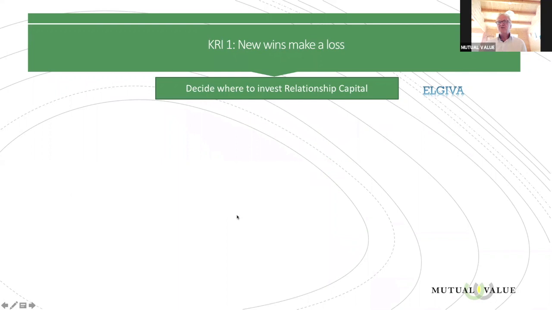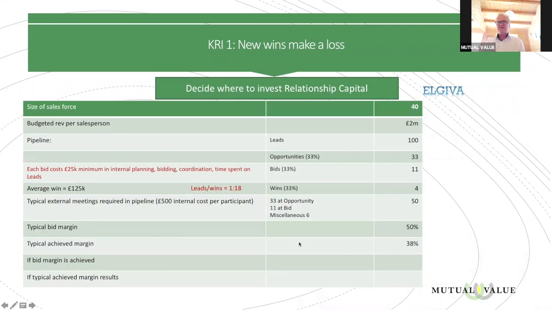Okay, so we've used a business, let's call it Elgiva, and this is all of Stuart and my expertise and experience brought together into an example client. Elgiva is a services company, tends to want to do significant projects with clients. Let's look at some background data on them. They're not a huge company. They're about 80 million turnover. They've got 40 salespeople. They measure the number of leads that they bring in. And for every 100 leads, they hope to convert that to 33 opportunities. That becomes 11 bids. So they've got about a 3-to-1 ratio all the time.